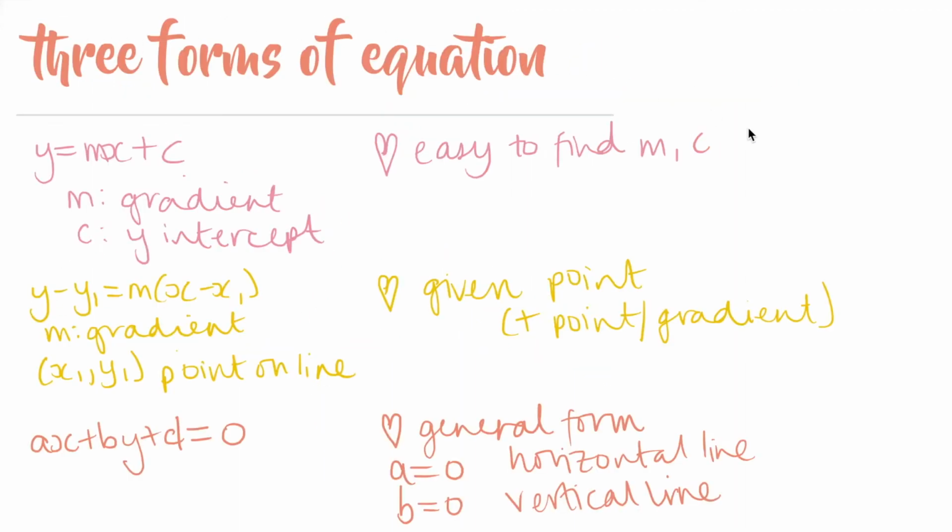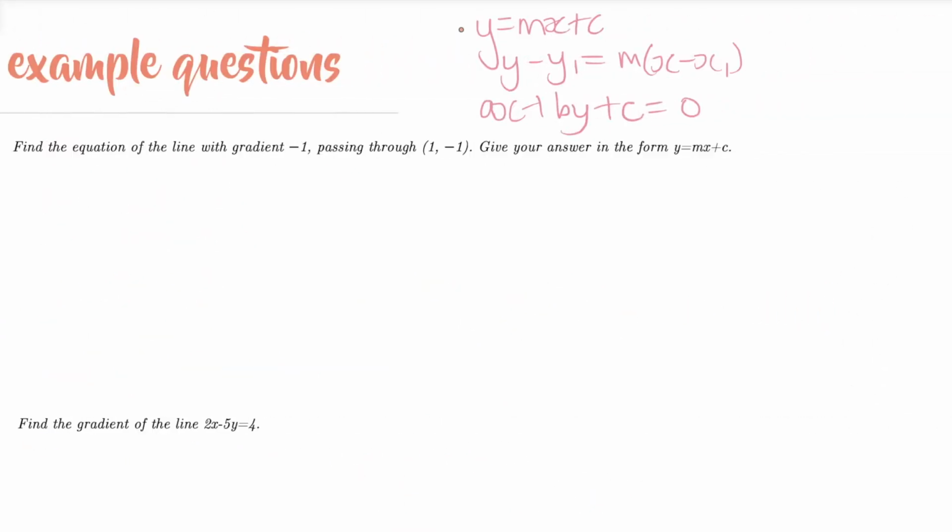So those are the three forms of equation that you need to know for A level. It's very easy to rearrange from one to the other, and it's very useful to be able to do that as well. So that's a very good thing to practice, and we're going to practice a little bit of that now. So let's do some example questions.